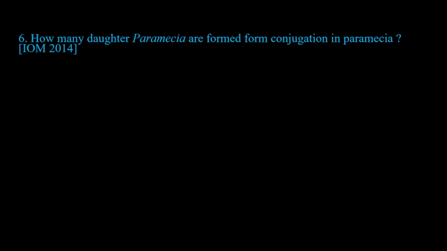Question number 6. How many daughter Paramecium are formed from conjugation in Paramecium? Options are A. 6, B. 4, C. 8, D. 2.